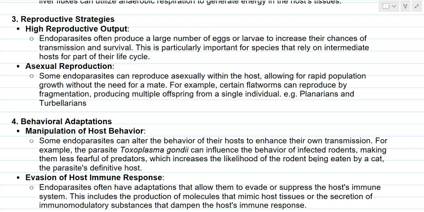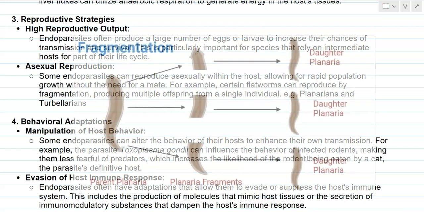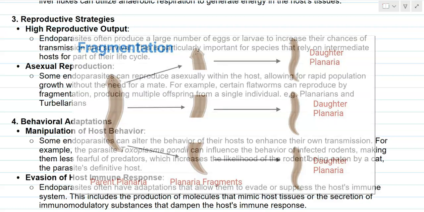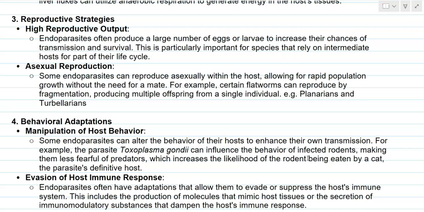Some endoparasites can reproduce asexually within the host. This allows them rapid population growth without the need for mating and producing young ones. A clear example here is certain flatworms, which can reproduce by fragmentation, producing multiple offspring from a single individual. The same is the case with planarians as well as tubularians, a kind of worm.